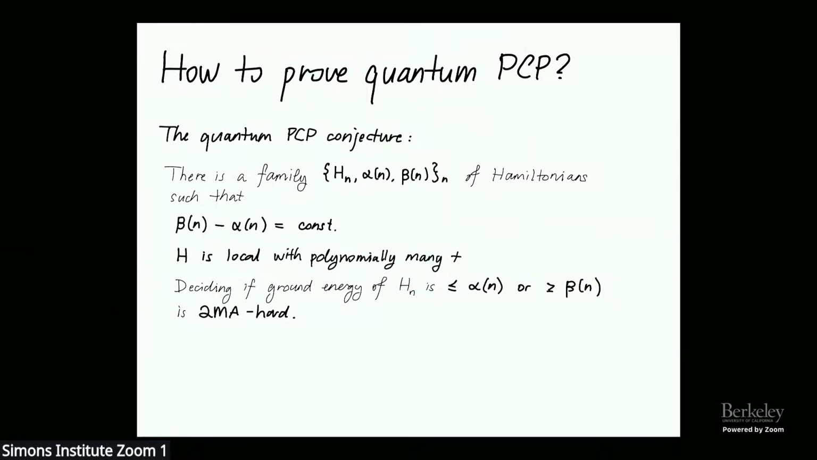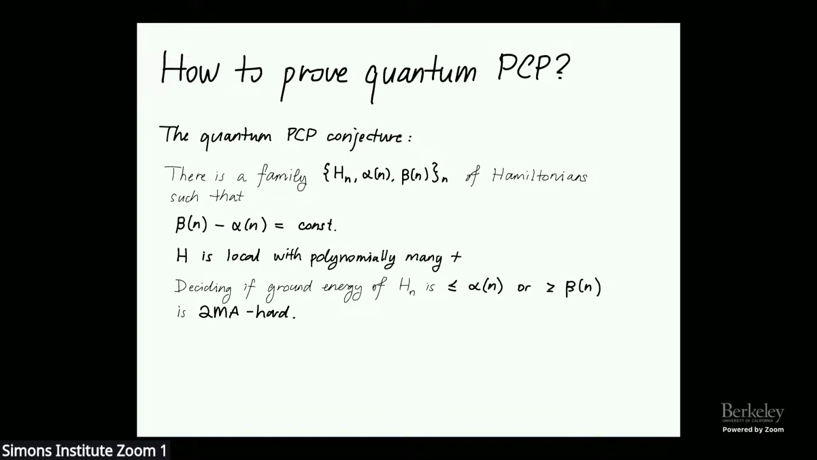Just to remind everyone, I assume everyone has seen this before, but what is it? We want to conjecture that there is a family of Hamiltonians, indexed by natural numbers n. Each member of the family consists of the Hamiltonian and two parameters, alpha and beta. We want the following conditions. Beta minus alpha is a constant. The Hamiltonian is local, so its locality is constant. It's supposed to have polynomially many terms as well.